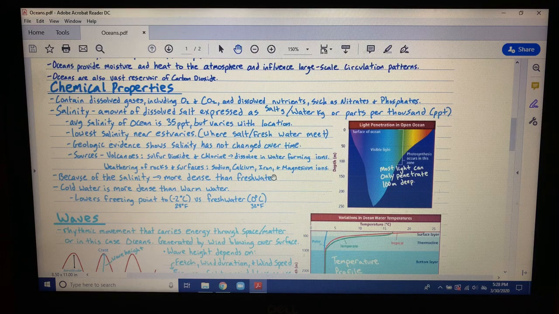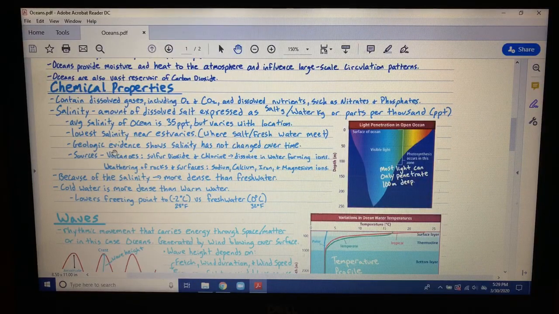The average salinity of the ocean, meaning if you took the median of the whole planet, is about 35 parts per thousand, but that varies with location because some places have more and some have less. 35 is just the average. Your lowest salinity will be found near estuaries, where salt water and freshwater meet. Think of where rivers dump into the ocean, like where the Mississippi River dumps off down by New Orleans. That would be an estuary.